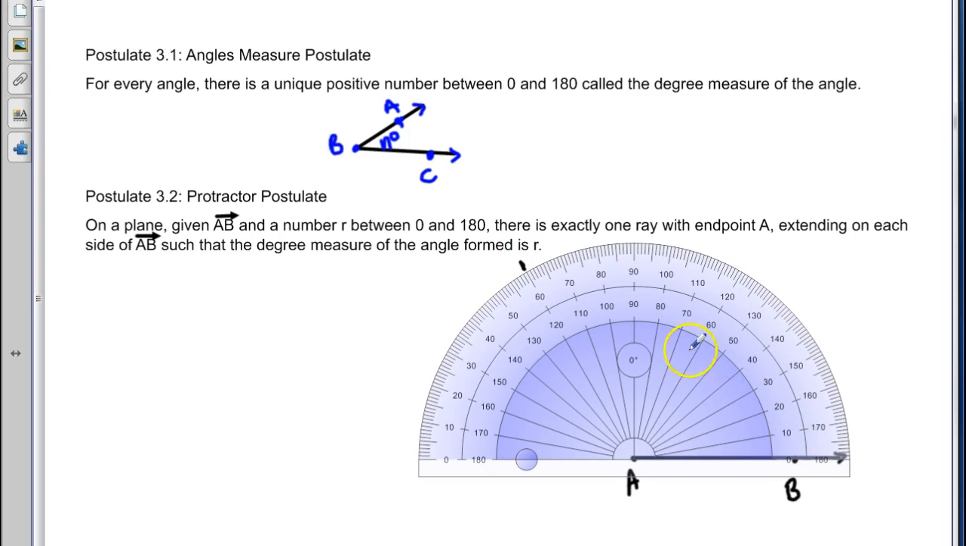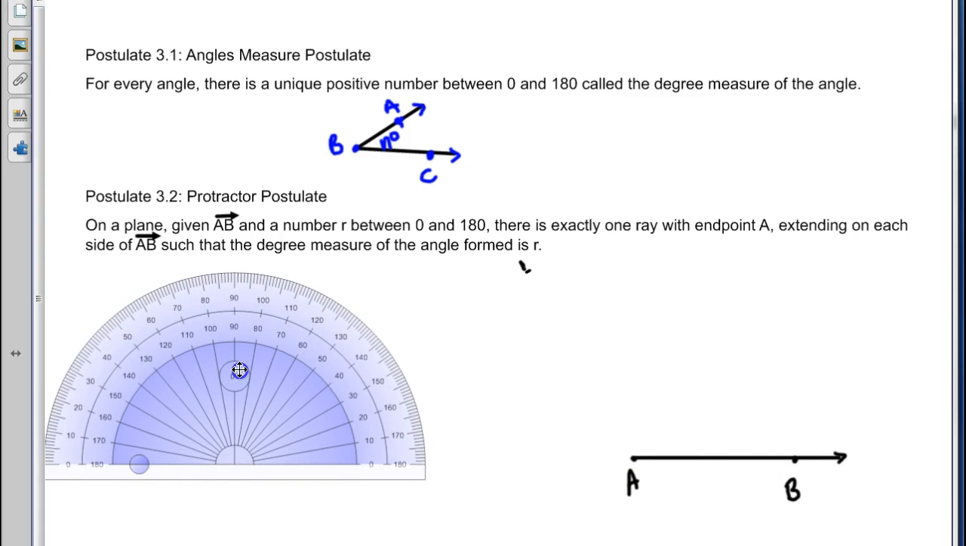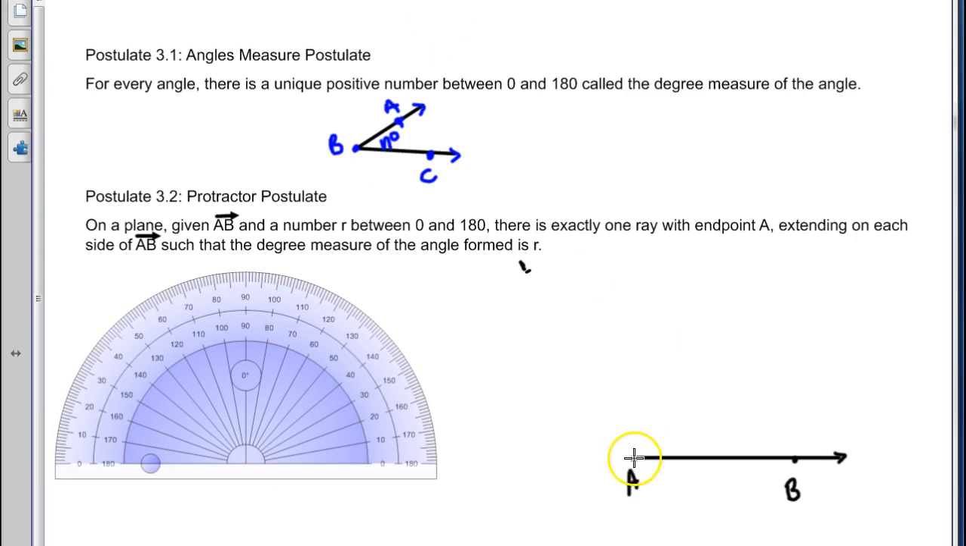So I'm following along the numbers at the bottom. So ray AB goes out to the right. I find 0 out to the right, and I follow those numbers that are on the bottom semicircle. I go to 120 and I make a dash here. Now I will connect from the end point A through that little mark that I made, and now I have an angle that measures 120 degrees according to my protractor. I can do that with any angle measure between 0 and 180.